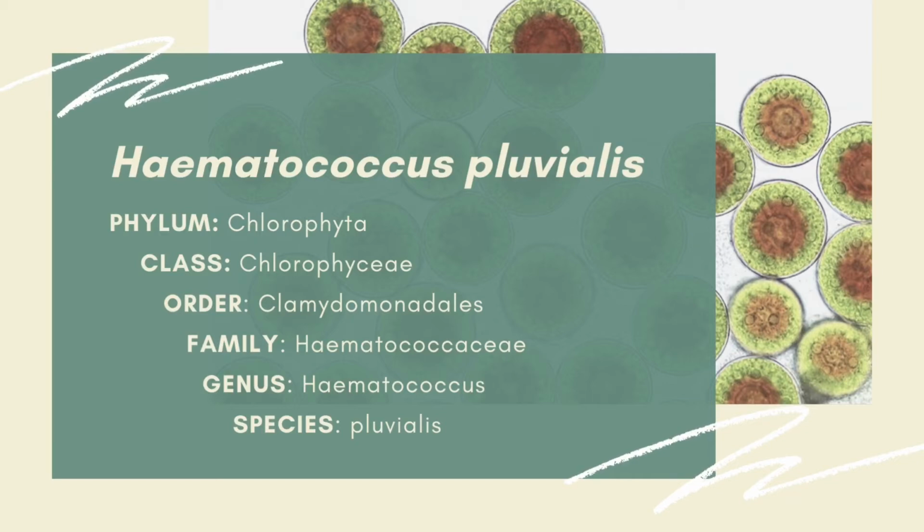Of course, before we proceed to the description of the algae, it is first important to know its hierarchical classification. Haematococcus pluvialis belongs to the phylum Chlorophyta, the class Chlorophyceae, the order Chlamydomonadales, the family Haematococcaceae, the genus Haematococcus, and species pluvialis.